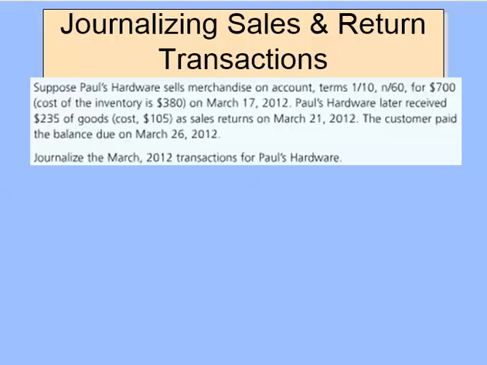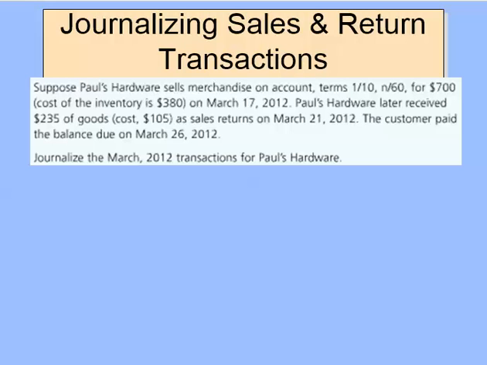Let's take a couple of minutes and look at what the journal entries might look like for sales and return transactions. So let's suppose Paul's Hardware sells merchandise on account, terms 1/10 net 60, for $700, and the cost of the inventory is $380 on March 17th, 2012. Paul's Hardware later received $235 of the goods that cost $105 as sales returns on March 21st, and then the customer paid the balance due on the 26th.